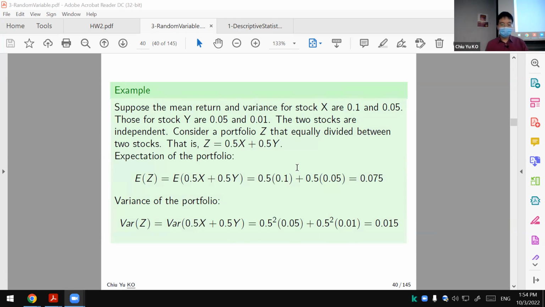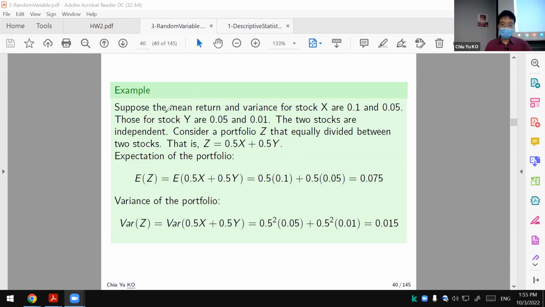Although everything I talk about is discrete, all these formulas actually work for continuous as well. So that's why it's okay to talk about the stock market. Or even discrete, you can have many outcomes. So I think it's fine to talk about a stock market application.